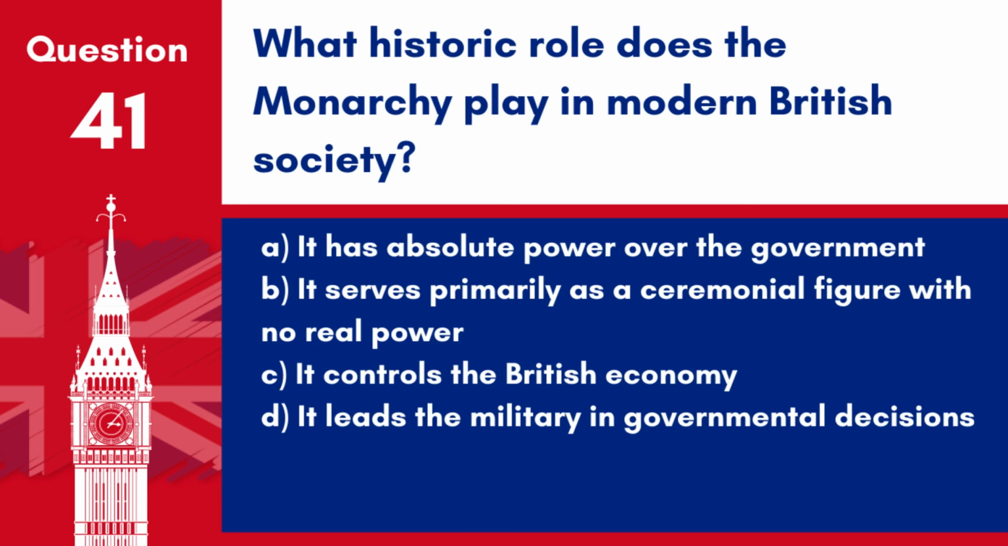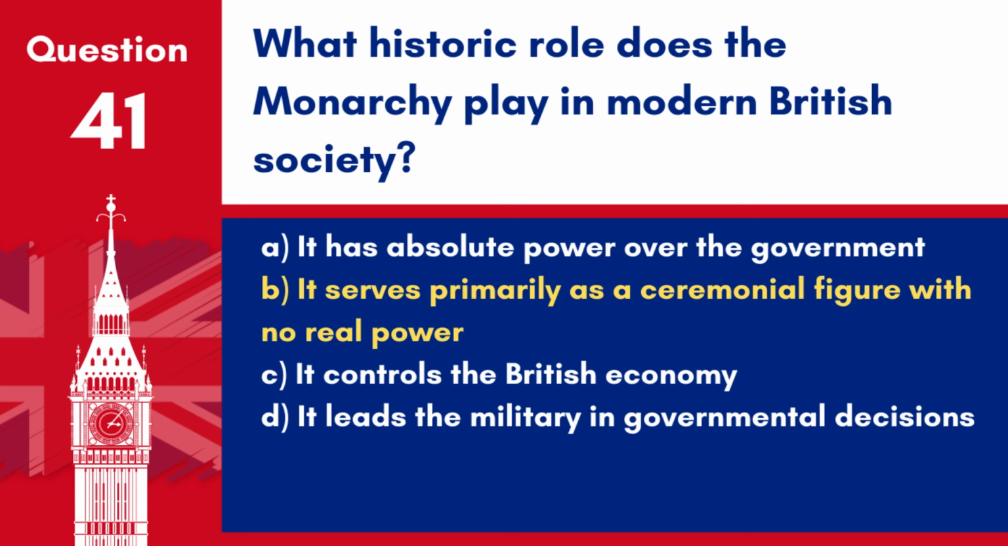Question 41. What historic role does the monarchy play in modern British society? A. It has absolute power over the government. B. It serves primarily as a ceremonial figure with no real power. C. It controls the British economy. D. It leads the military in governmental decisions.